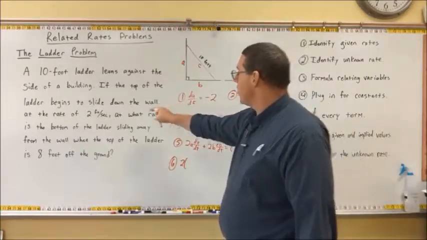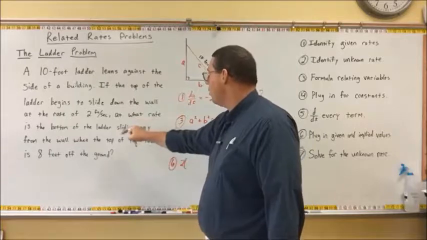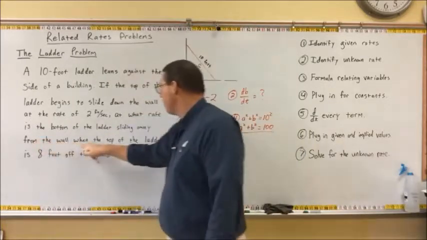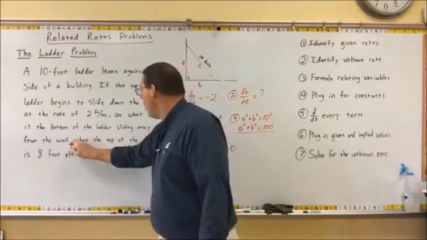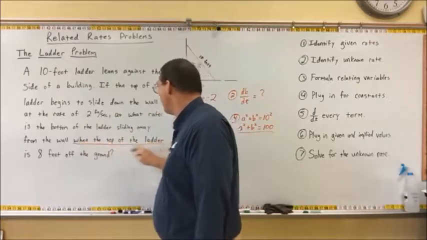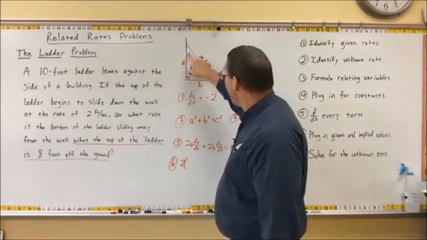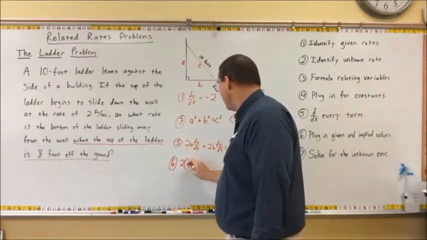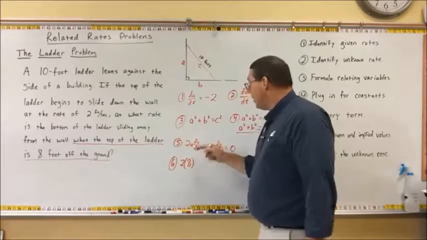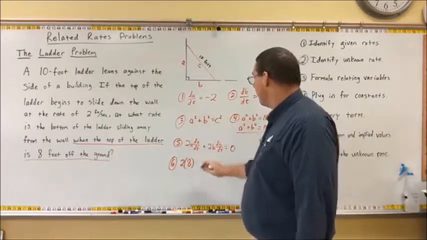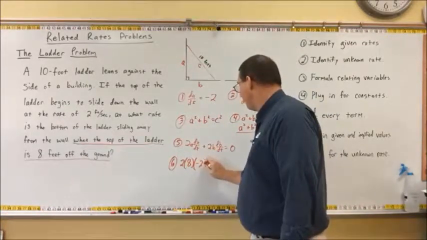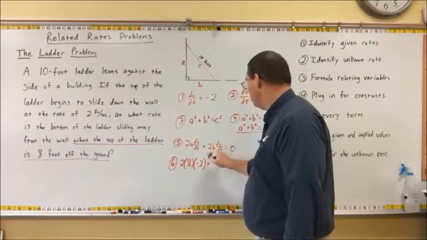A. The question says, at what rate is the bottom of the ladder sliding away from the wall when the top of the ladder is 8 feet off the ground? And that means that A in this problem is equal to 8. And then dA dt is given to us, that's -2. So we're going to put a -2 in for that, plus 2.